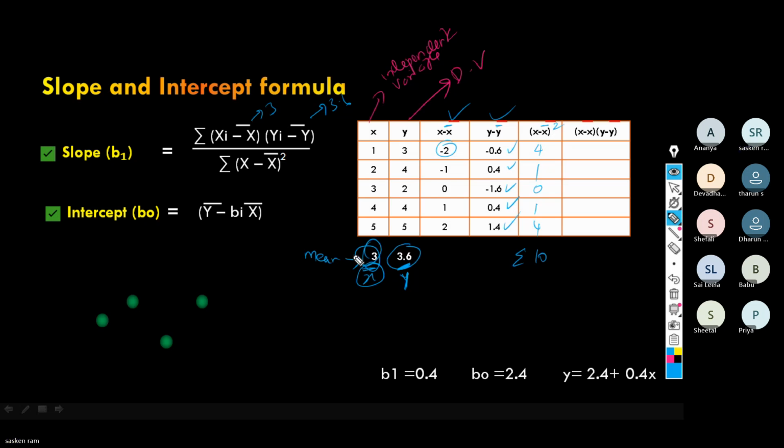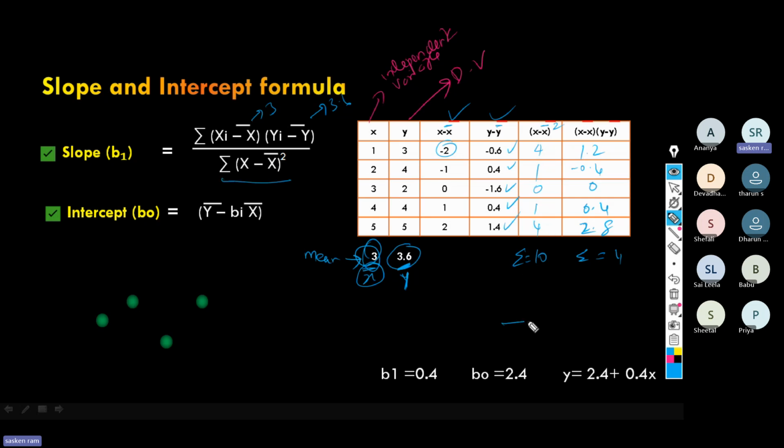Okay, so here, if I multiply these two things, what will happen? The sum of x minus x bar whole square is 10. Minus 2 into minus 0.6 is 1.2, and then 0 into this one is 0, and 1 into 0.4 is 0.4, and 2 into 1.4 is 2.8, correct? If you take the sum of this, you will get 4.